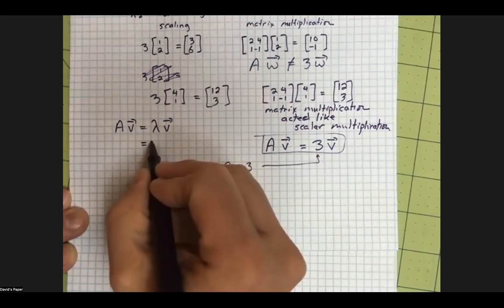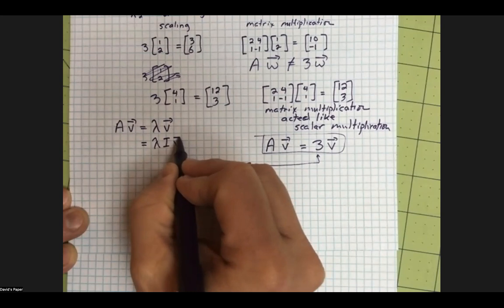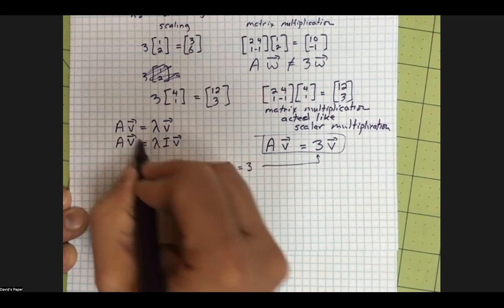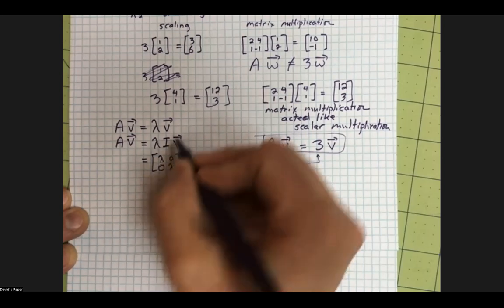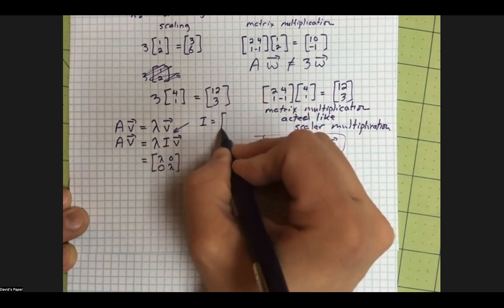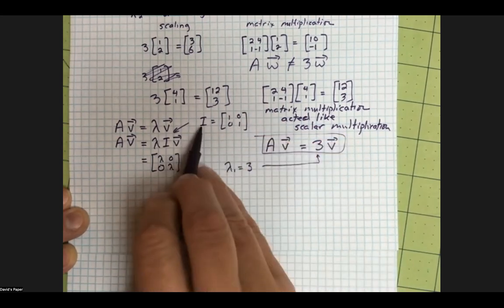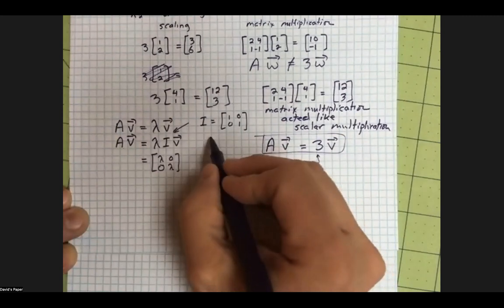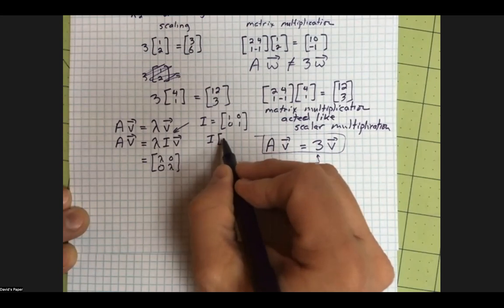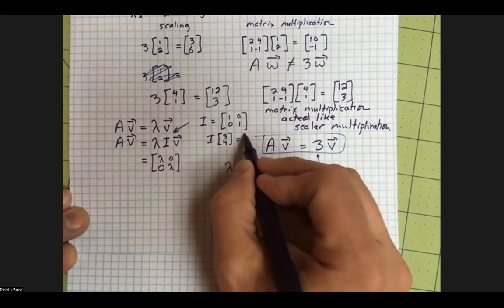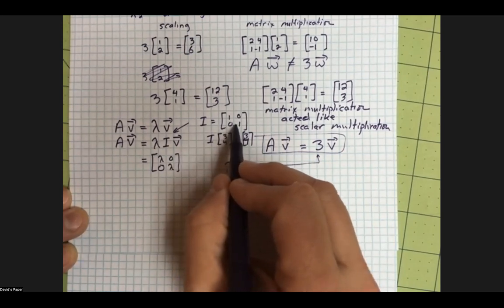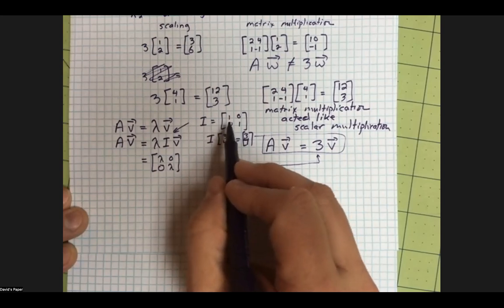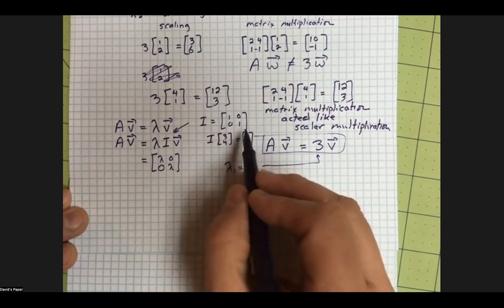Well, let's think about it like this. It would be like saying the identity matrix times V is always equal to V. And lambda times the identity matrix would be something like [[lambda, 0], [0, lambda]]. When I say I right there, I'm talking about a special matrix called the 2x2 identity matrix, with 1 on the main diagonal and 0s everywhere else. When you multiply the identity matrix times any other vector, you always get the vector in return. It's like multiplying by 1. In fact, the identity matrix is like the 1 of matrix land. Except in numbers, there's only one 1. But in matrices, there are 2x2 identities, 3x3 identities, 10x10 identities. Identities can come in any square size.